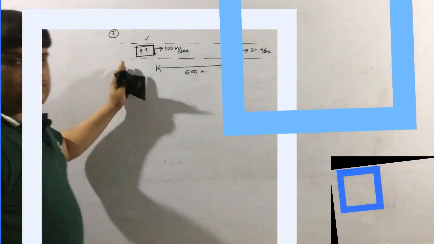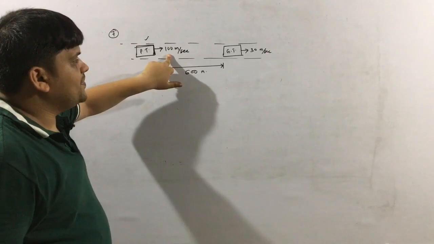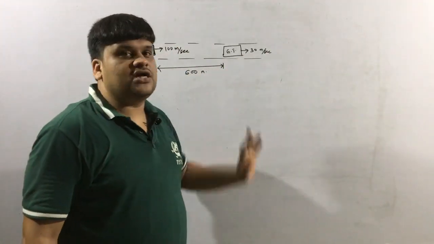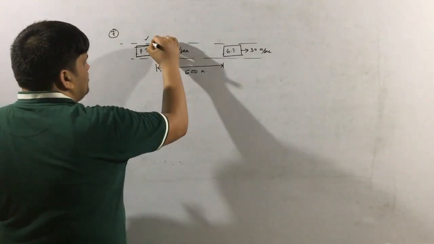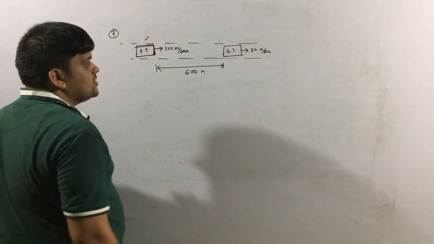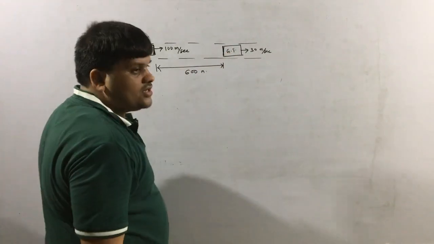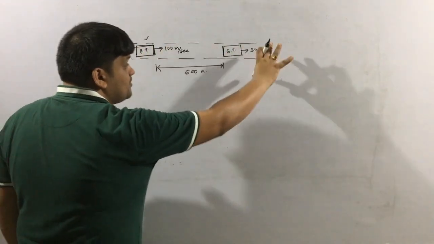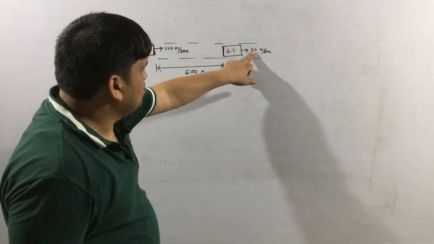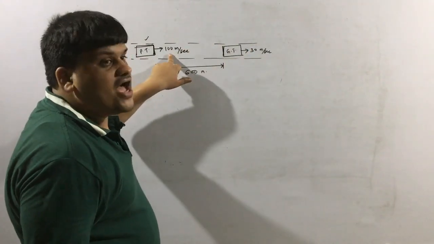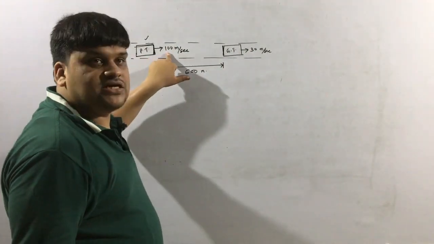Now this is question number 7, where a passenger train is moving with 100 meter per second and a goods train is moving with 30 meter per second. The driver of the passenger train sees the rear of the goods train at a distance of 600 meter. Since they are on the same track, obviously there will be an accident if they move like this, because one is moving with a slower speed and the other with a higher speed. So obviously there will be an accident.